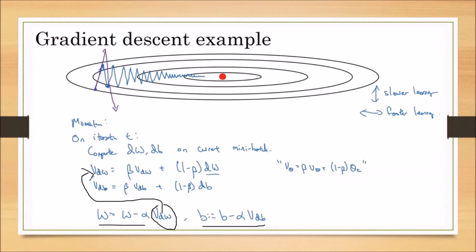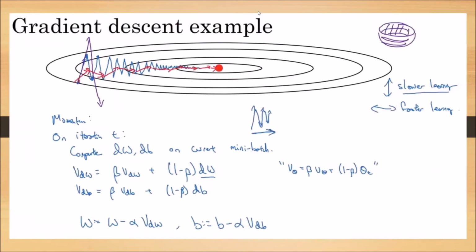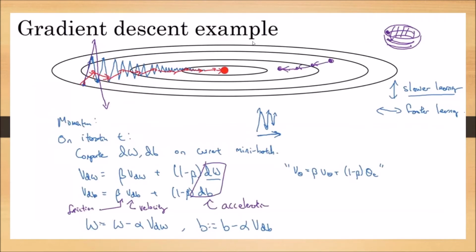Now we are calculating gradient descent with momentum. Similarly, B is equal to B minus alpha VdB. We are calculating gradient descent with momentum. So these two updates give very slow learning in the vertical direction and very fast learning in the horizontal direction. We can consider this as taking a bowl and assuming that you are releasing that bowl at the top of the hill.